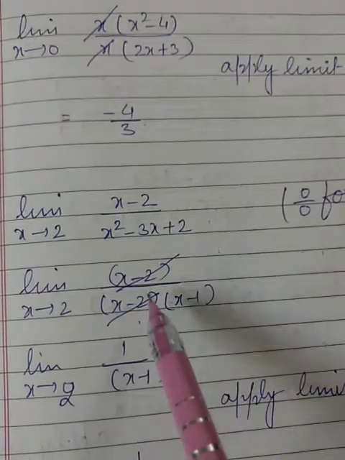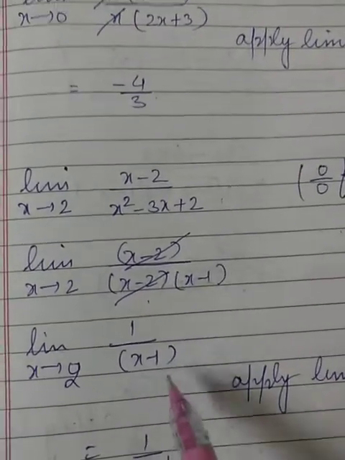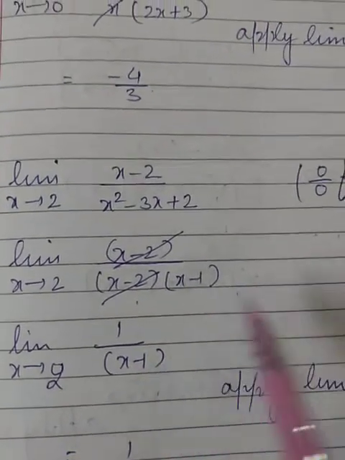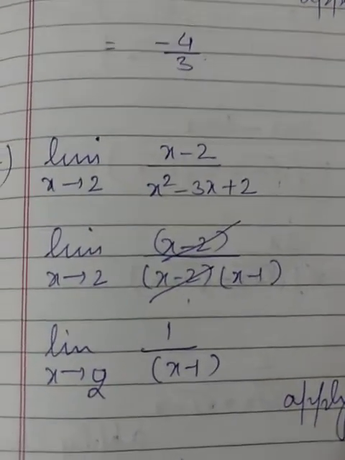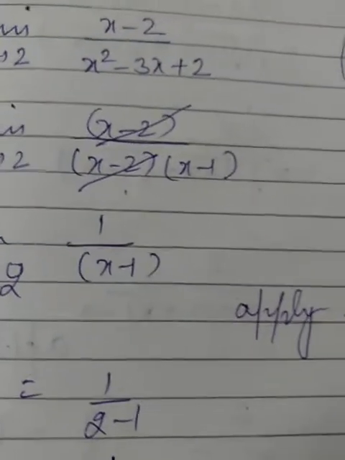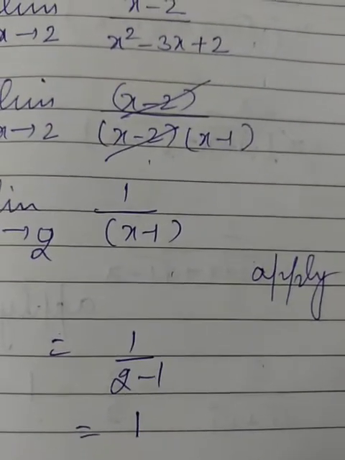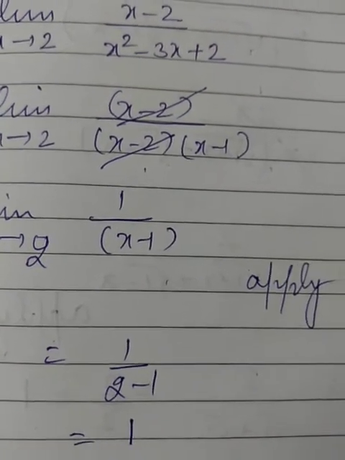Now we cancel out the factors, write down the things, and when we substitute the limit, that is, if we apply the limit, what are we getting? We are getting 1 upon 2 minus 1, equals 1.